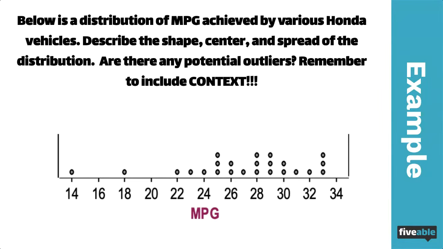On the AP exam, they're going to make sure that you give them context to get full credit. What I tell my students is you can use what's called the stem of the problem. It'll tell you the context in the problem. Right here it says the distribution of MPG achieved by various Honda vehicles. That right there is the stem. Take that out, put it in your answer, and you'll get context.